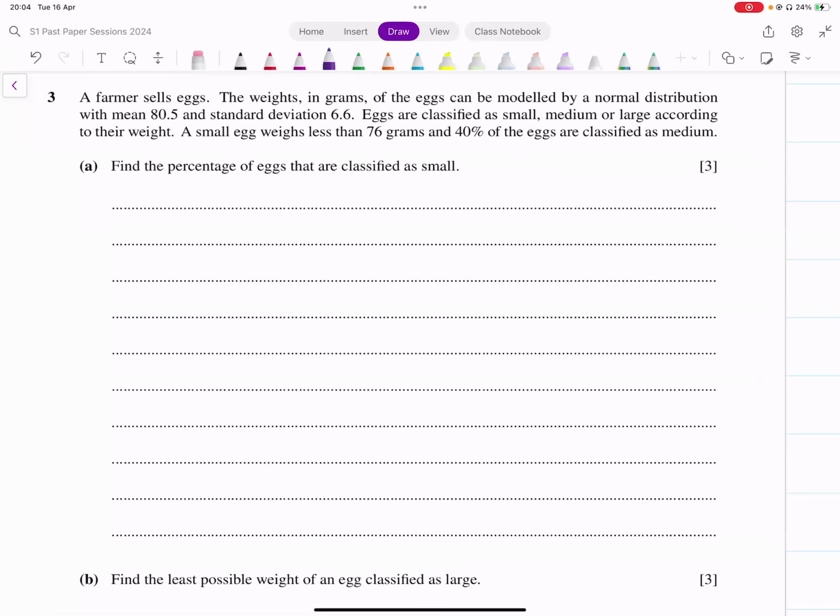A farmer sells eggs. The weights in grams of the eggs can be modeled by a normal distribution. Okay, so now we have a normal distribution with mean 80.5 and standard deviation 6.6. Eggs are classified as small, medium, or large according to their weight. A small egg weighs less than 76 grams, and 40% of the eggs are classified as medium. Find the percentage of eggs that are classified as small.